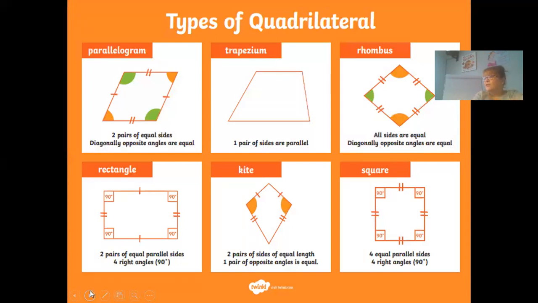So then I said you might need to talk about which shapes are quadrilaterals today. So looking at other shapes, we've got parallelogram, trapezium, a rhombus, a rectangle or an oblong, a kite, and a square. All right, so those are the ones I want you to focus on today.